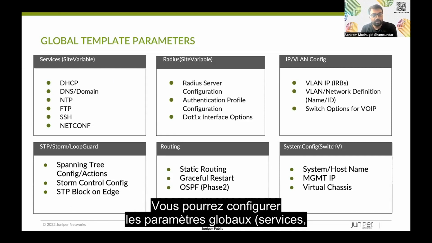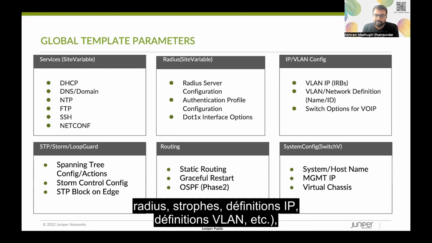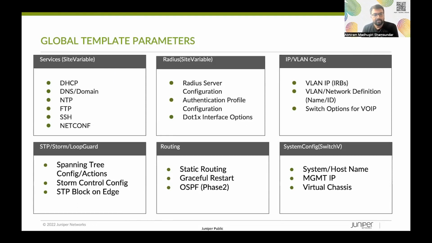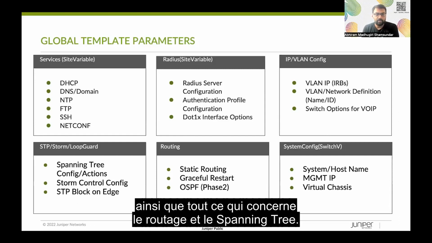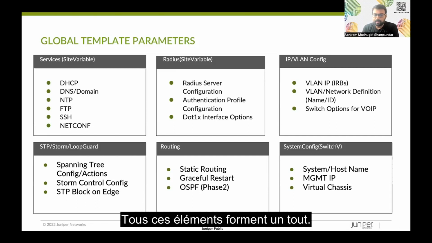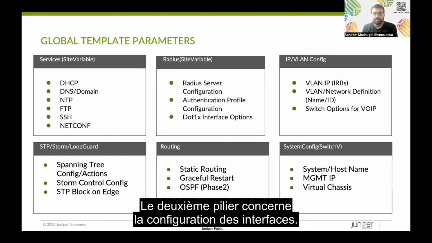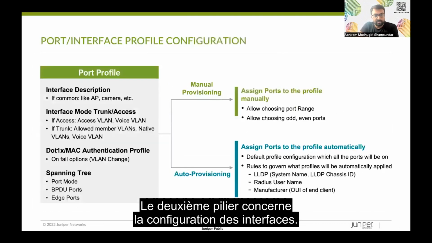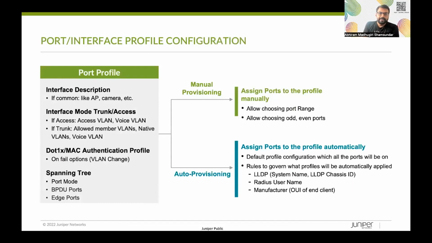You'll be able to configure global parameters like services, RADIUS stanzas, IP definitions, and VLAN definitions. Similarly, anything that you think of from a routing perspective as well as a spanning tree perspective. All of these form the global piece. The second pillar of a switch configuration is the interface configuration themselves.